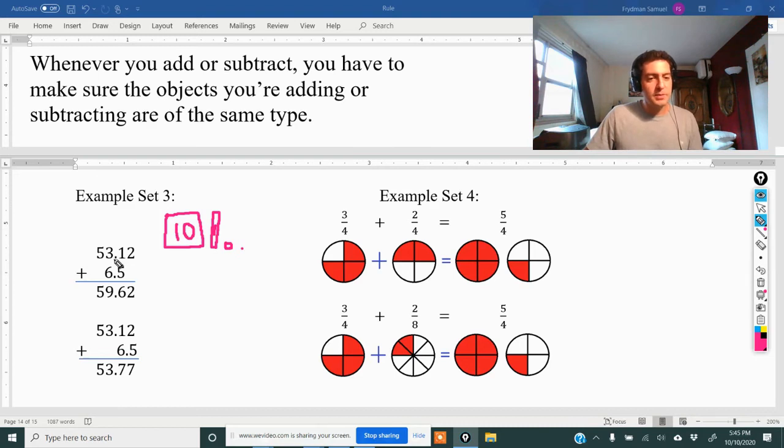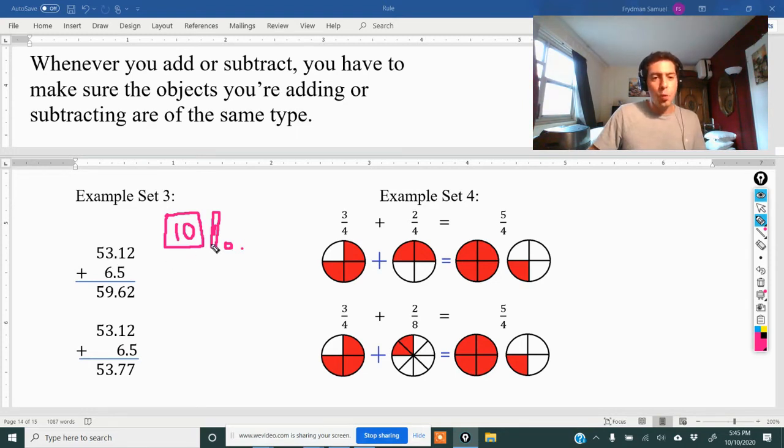So when the decimal points are lined up, then we're adding like objects together. We're adding objects which are of the same type. So for instance, I'm adding 1/10 to 5/10. That 1/10 means 1 of these guys, 5/10 means 5 of these guys, and when I add 1/10 plus 5/10, I get 6/10, which is 6 of these guys. So that makes sense.